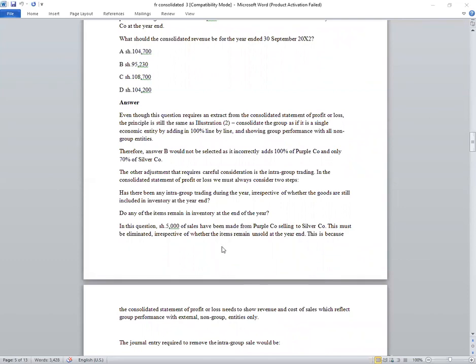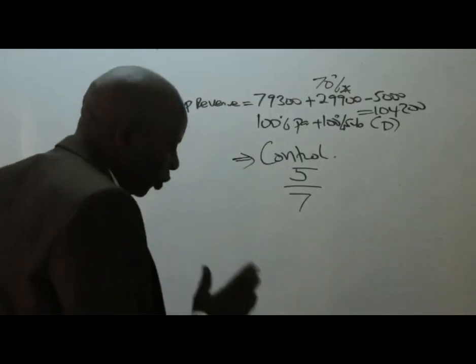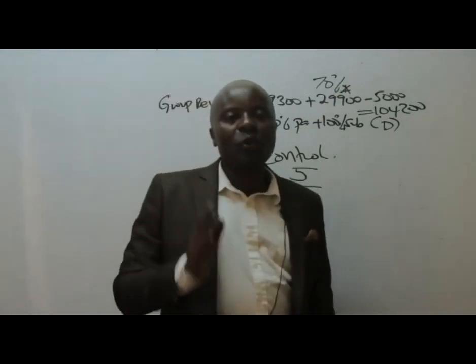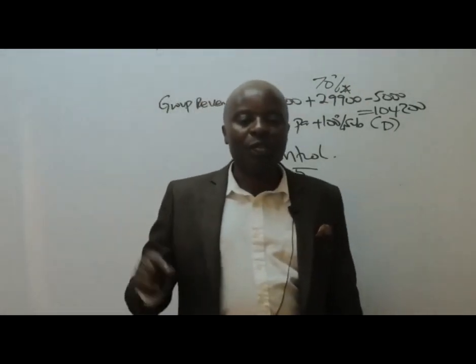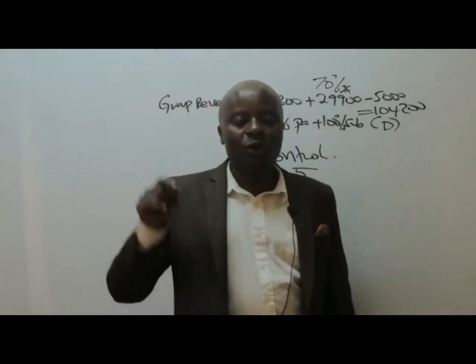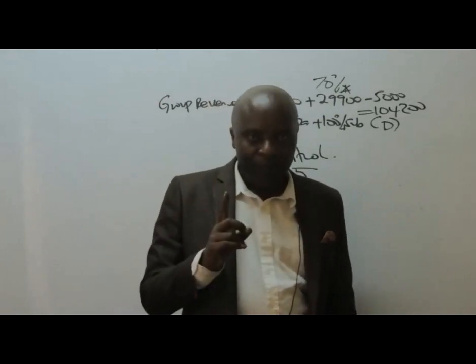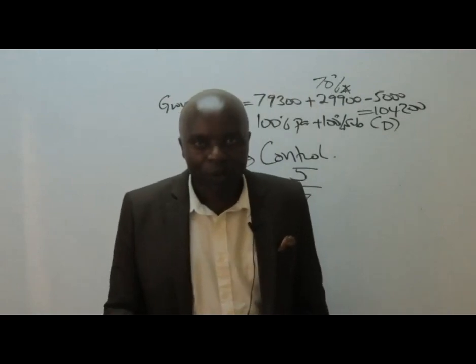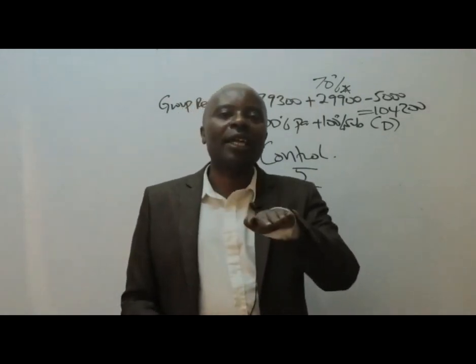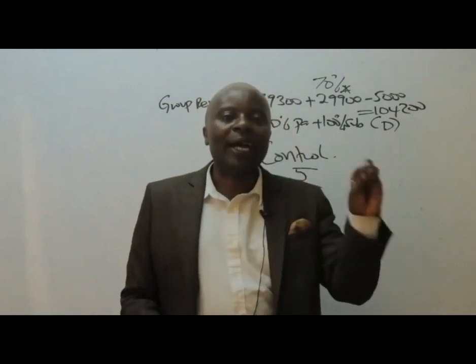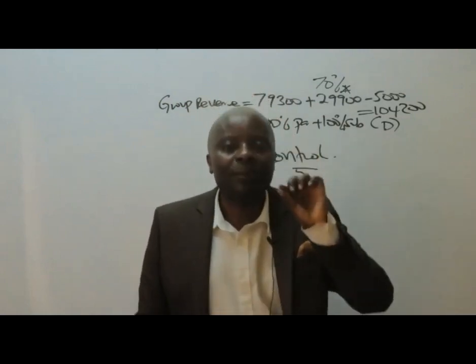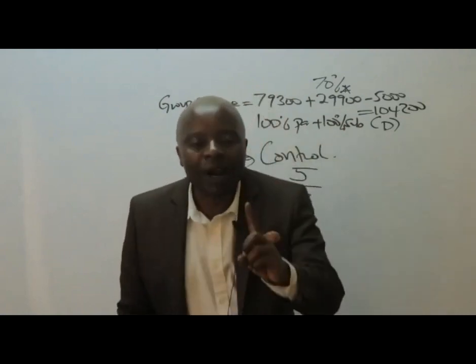The matter of items remaining in inventory is normally used when computing UPS. So what are we saying, ladies and gentlemen, as I finish this class? If you go to a question that wants you to determine group sales, take, line by line, the parent sales plus the subsidiary sales, and subtract any intra-group sales.